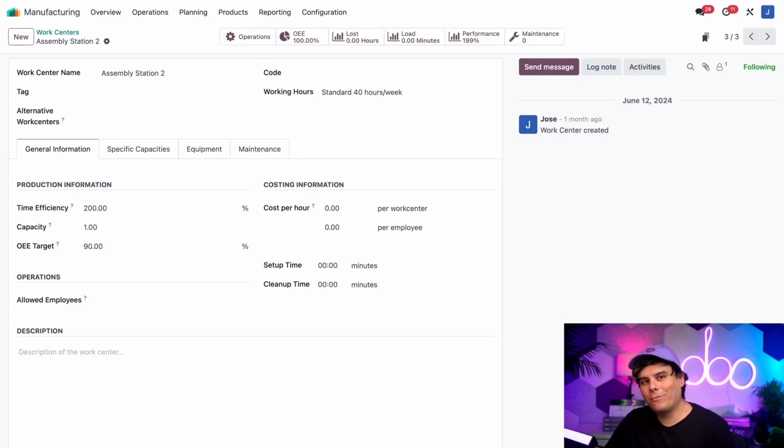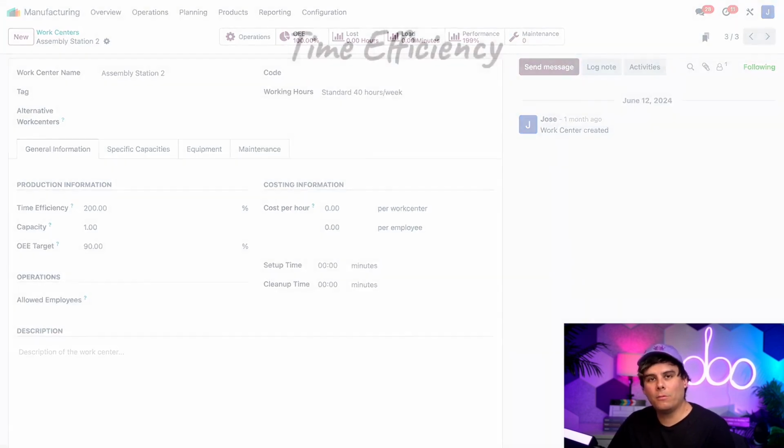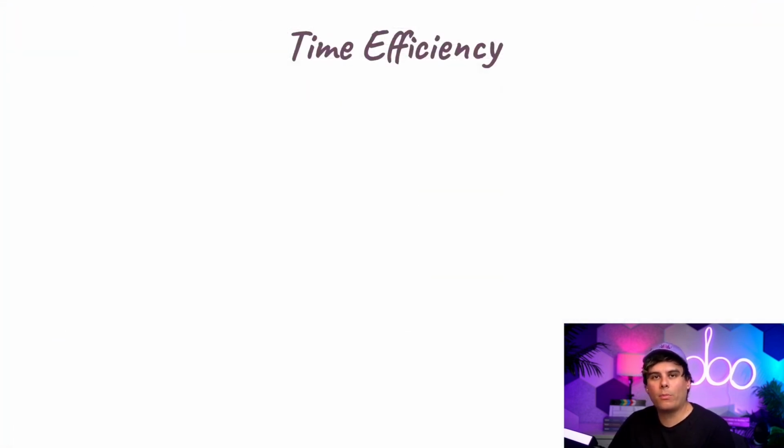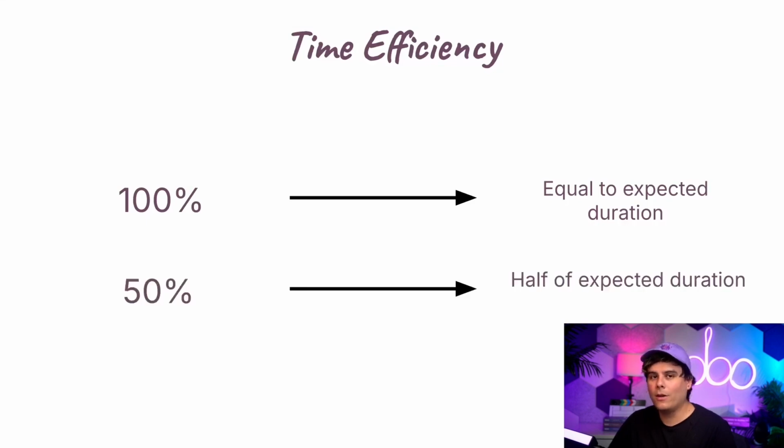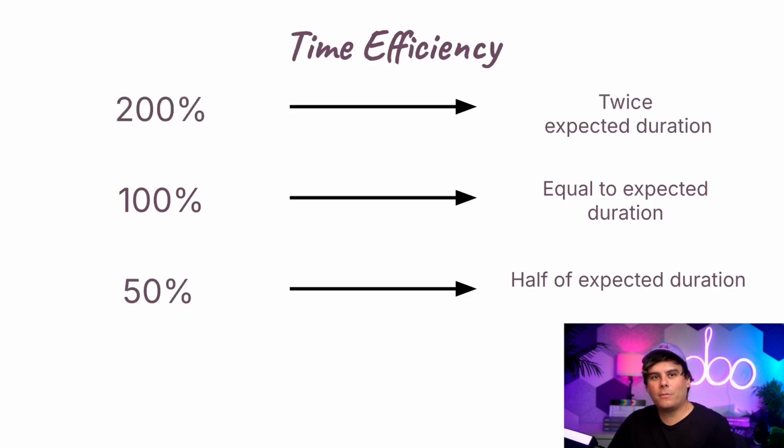So I think it's time for me to break down time efficiency real quick. Time efficiency refers to how efficiently the work center is processing work orders. An efficiency value of 100% means that the work center processes work orders at the rate of their expected duration. Alternatively, an efficiency value of, let's say, 50% or 200% would signify that the work center processes work orders at half the speed or twice the speed, respectively. That makes sense, right?